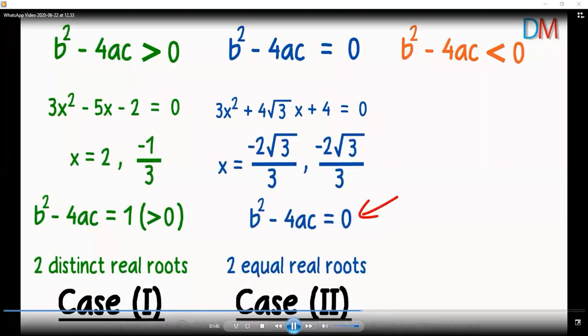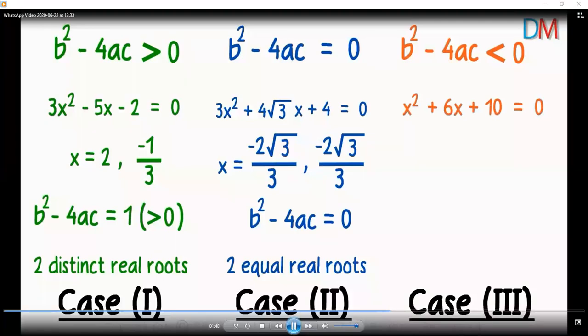You should get it as 0. And these were the roots we got after we solved it. And here's an example of the third case. You will see that the value of b squared minus 4ac is less than 0.